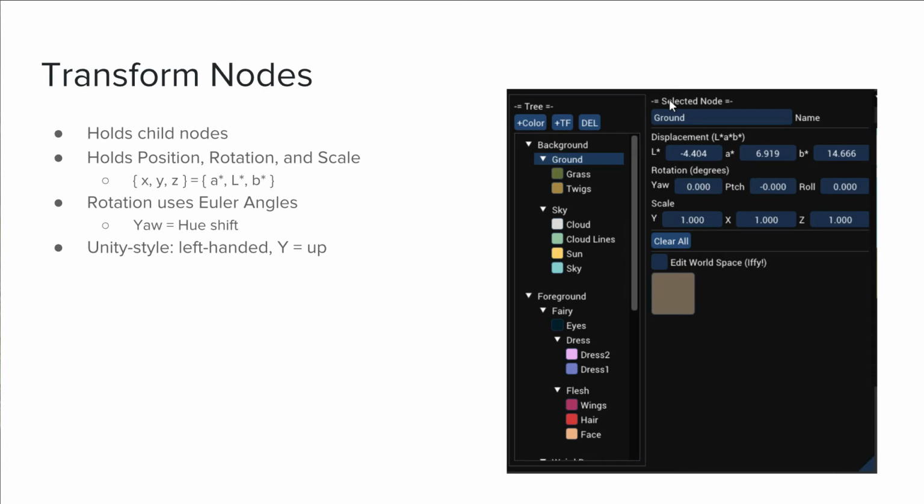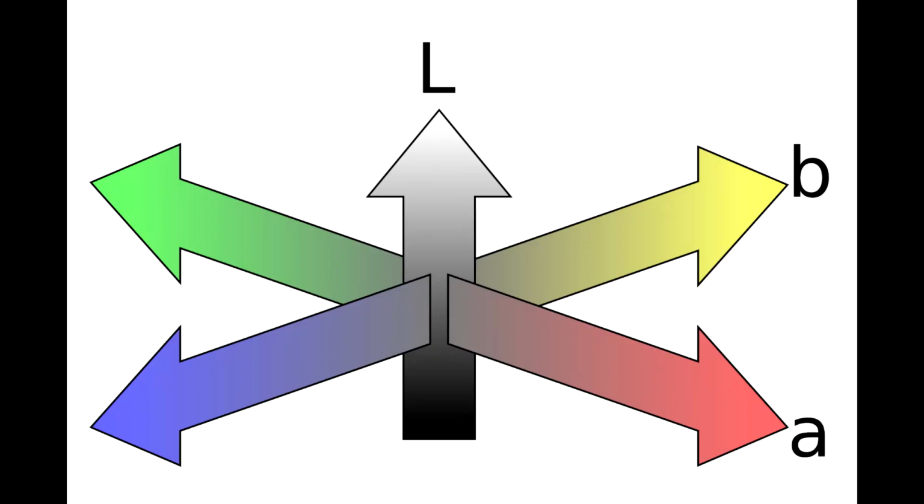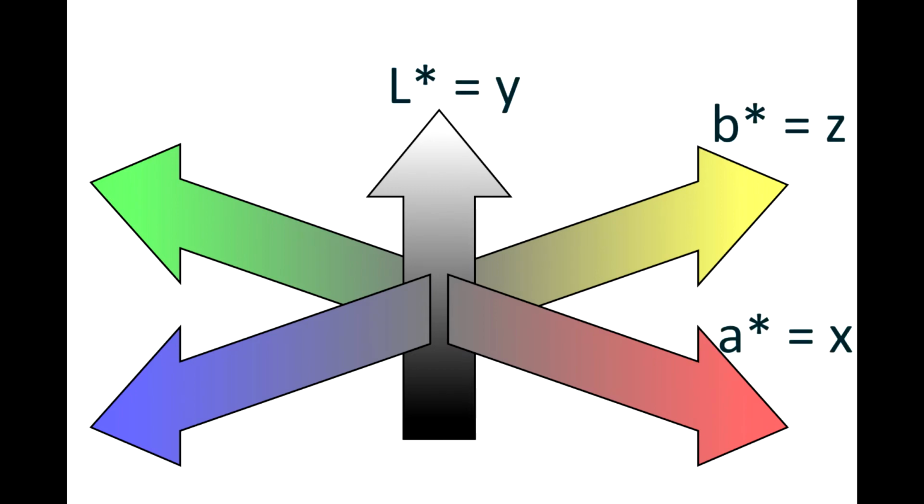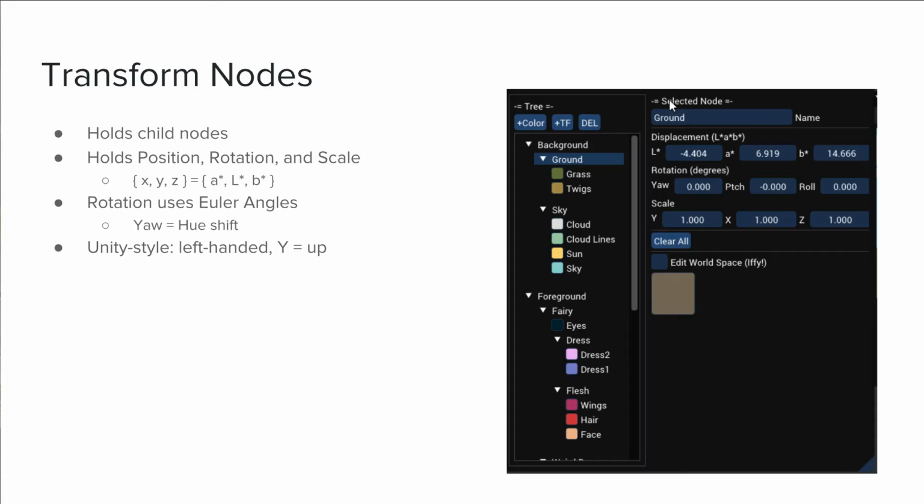In order to make OH Picker analogous to common 3D editing scenarios, we elected to use a left-handed coordinate system with Y corresponding to a color's L value and being represented as the upwards direction. The L value is treated as an up and down axis, the A value is treated as west and east, and the B value is treated as north and south. This means that changing a transform node's yaw rotation causes its child colors to rotate on the A and B plane. This makes them shift in hue, but not in lightness.